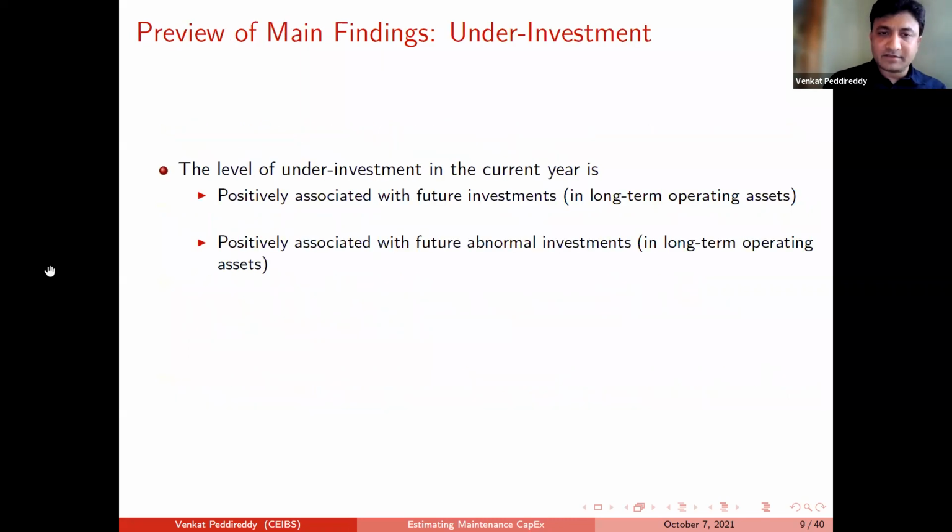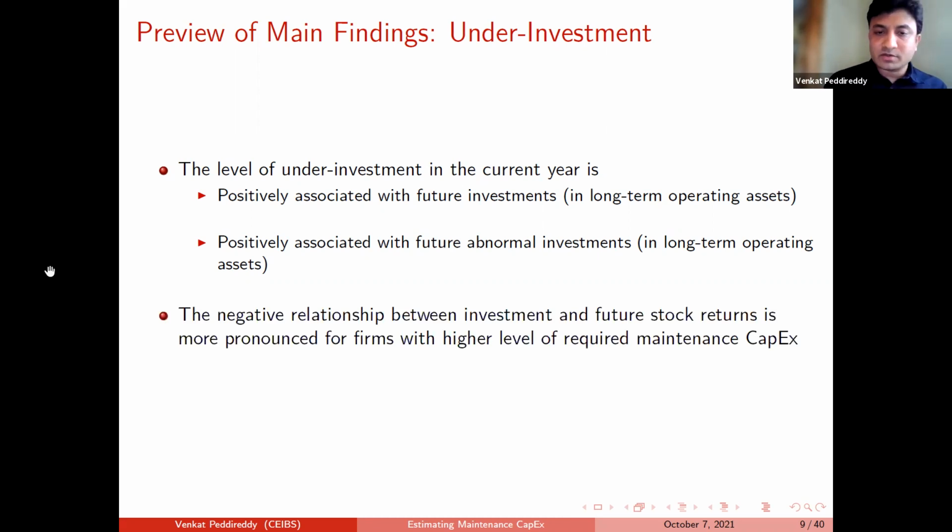So what I find is the level of under-investment in the current year is positively associated with future investments and also positively associated with abnormal investments. This is to show that compared to my maintenance capex measure, if the firm is investing less in the current year, it'll obviously have to catch up in the future, right? So they tend to make more investments in the future and abnormal investments too. And also the negative relationship between the investment and future stock returns is found to be more pronounced for firms with higher level of estimated maintenance capex.